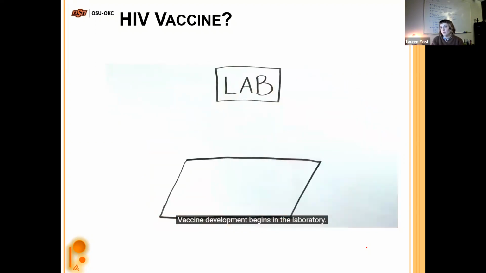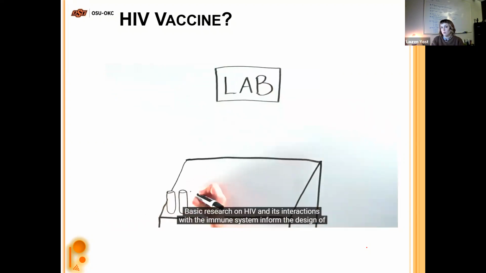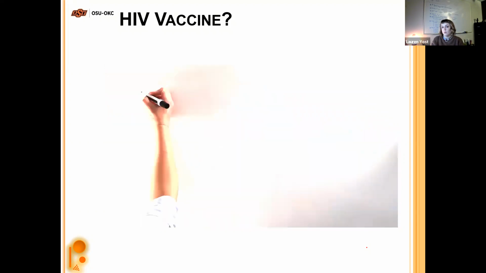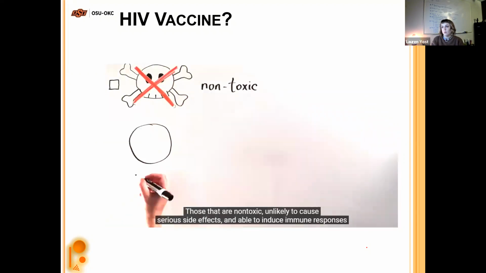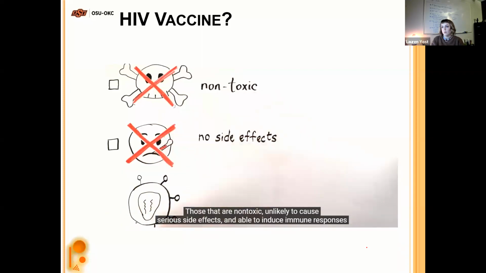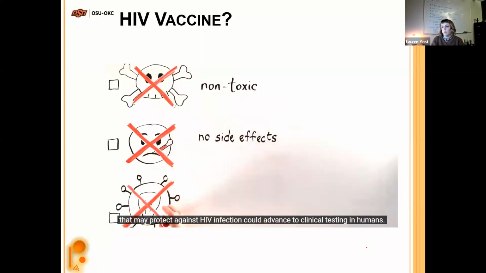Vaccine development begins in the laboratory. Basic research on HIV and its interactions with the immune system inform the design of vaccine candidates, which are first evaluated in the lab and in animals. Those that are non-toxic, unlikely to cause serious side effects, and able to induce immune responses that may protect against HIV infection could advance to clinical testing in humans.